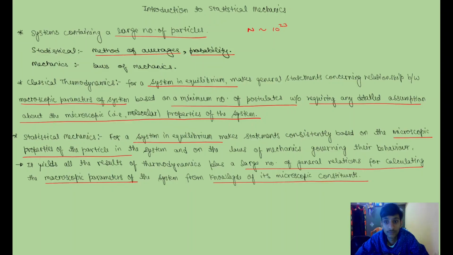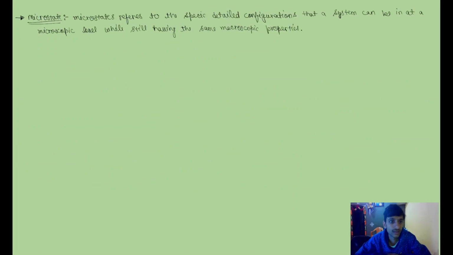Basically, if you know in how many different possible ways you can arrange the system, just by knowing that you can tell many macroscopic parameters of the system. We will see this in a minute. So let's move forward. What are microstates? You will hear this word quite often in statistical mechanics. Microstates refer to the specific detailed configurations that a system can be in at its microscopic level, while still having the same macroscopic properties.